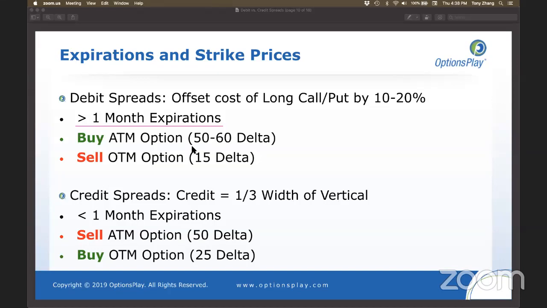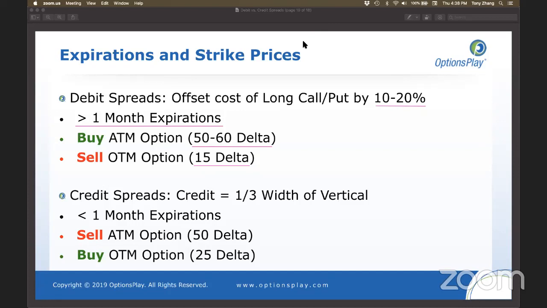We'll always buy an at-the-money call or put, so about a 50 delta call or put, and we'll also always sell an out-of-the-money call or put. Generally speaking, we use about a 15 delta. A 15 delta represents the strike price that's roughly 1 standard deviation away. And the reason that we want to sell something 1 standard deviation away is because that's something that's relatively far away, but actually still has enough premium to offset the cost of buying that long call or put by about 10 to 20%. So you're getting about a 10 to 20% discount on the long call or put, while not really capping the potential rewards of that trade.